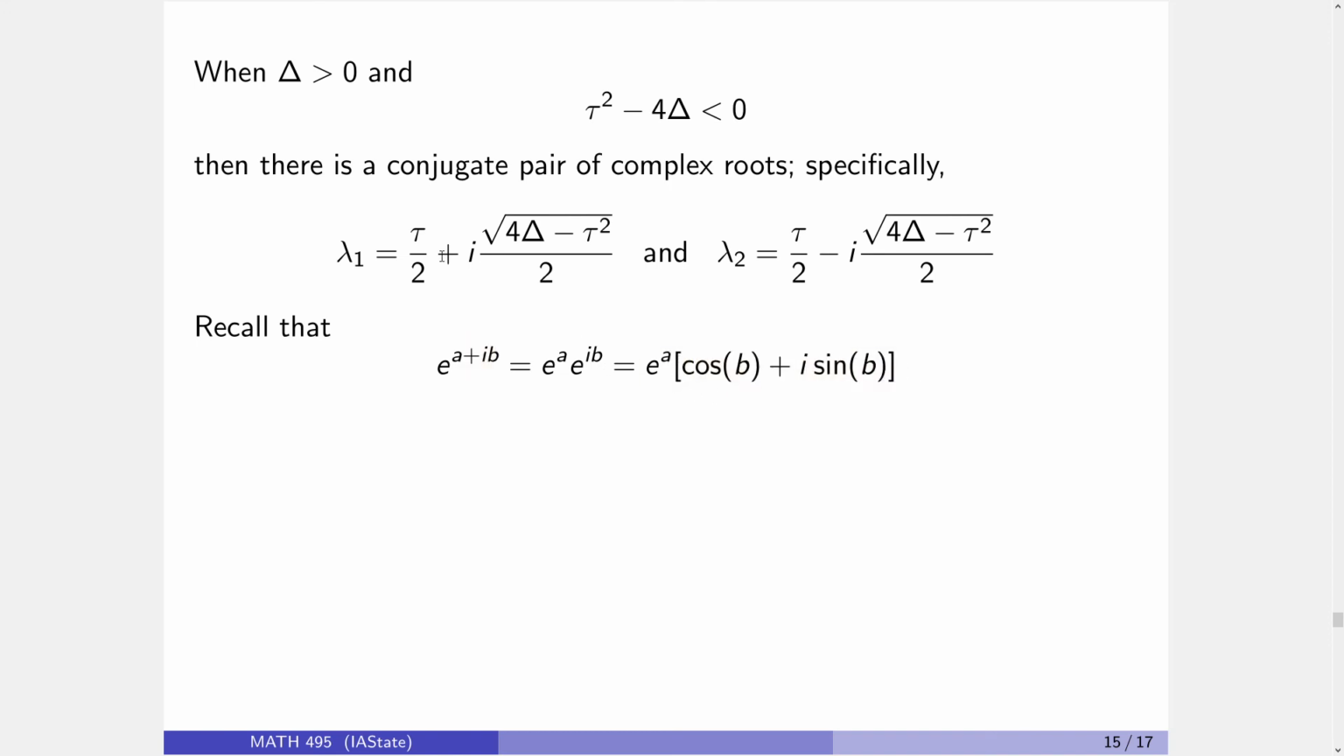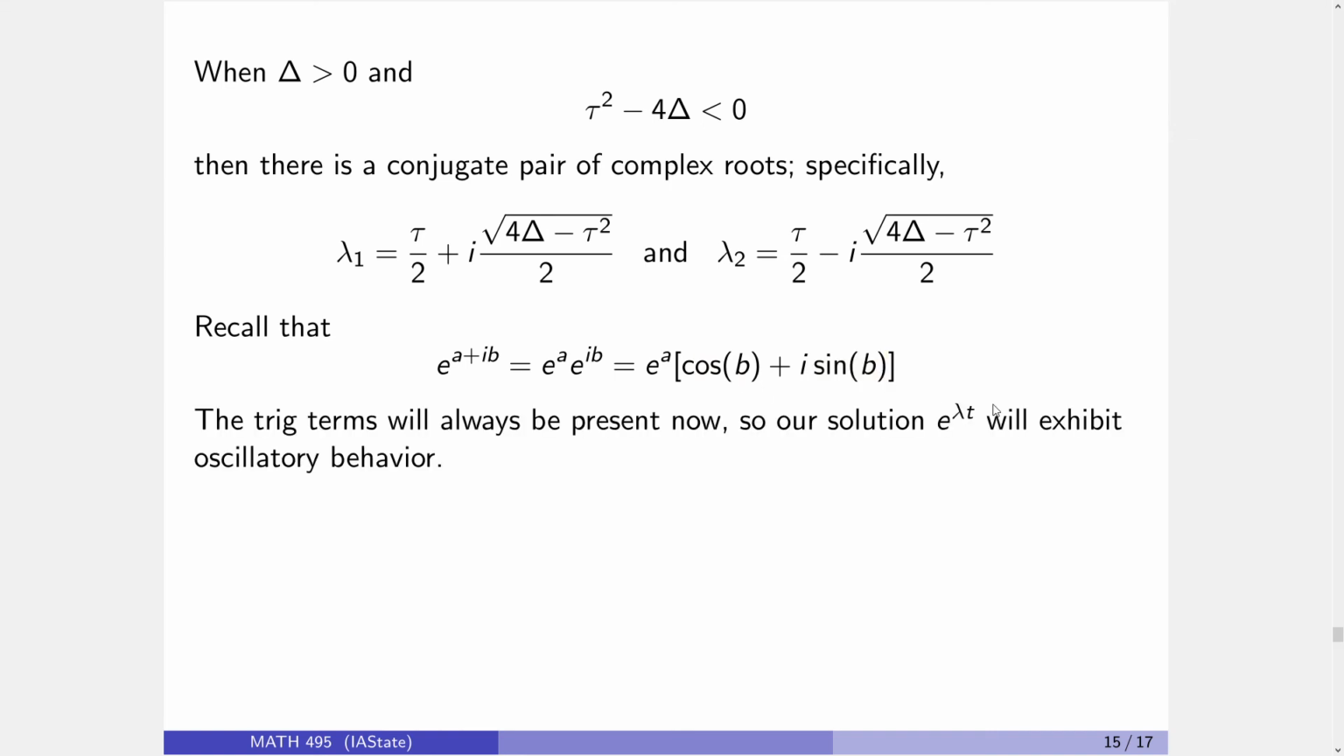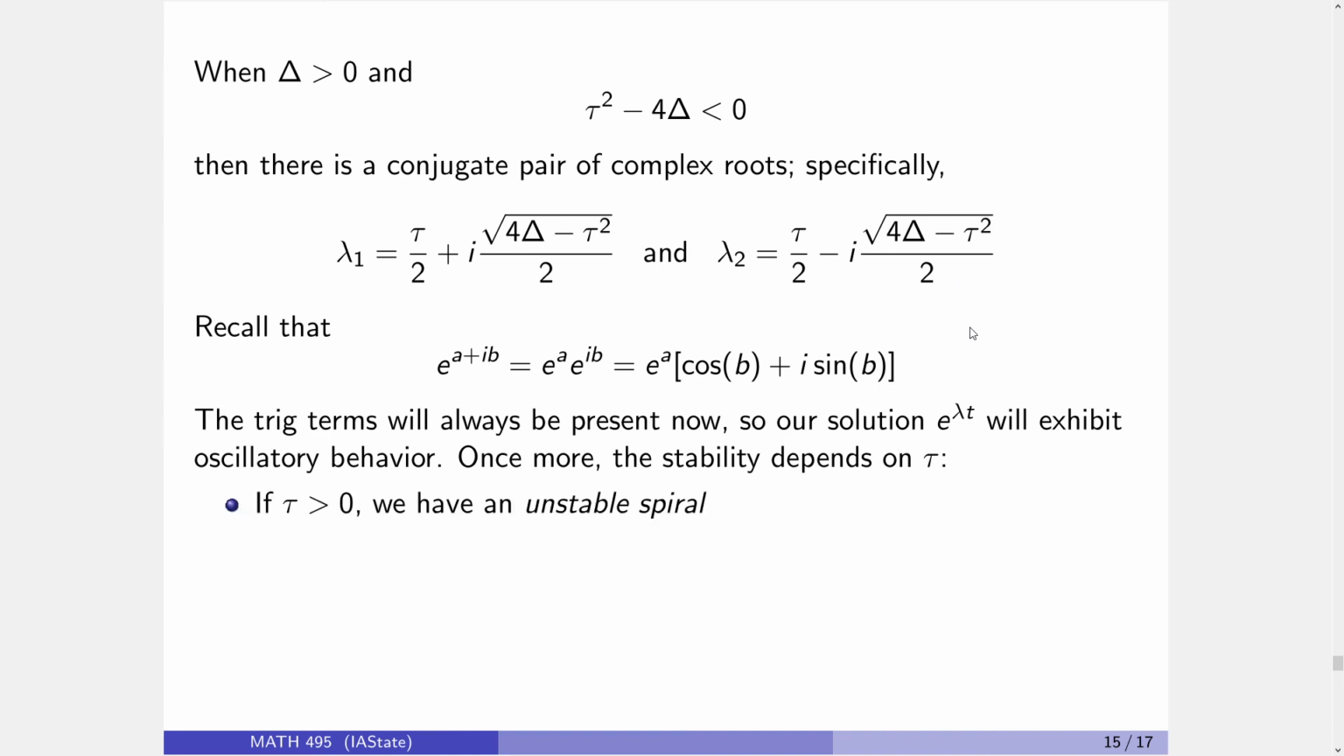So this right here being the real part of the eigenvalues, the presence of an exponential will be dependent upon the trace tau showing up. The imaginary part is going to show up here in the cosine and sine part, but that's just going to give us the oscillatory behavior. So because trig terms are going to show up, our solutions will be spiraling around, and depending on the stability, tau is going to tell us what's happening.